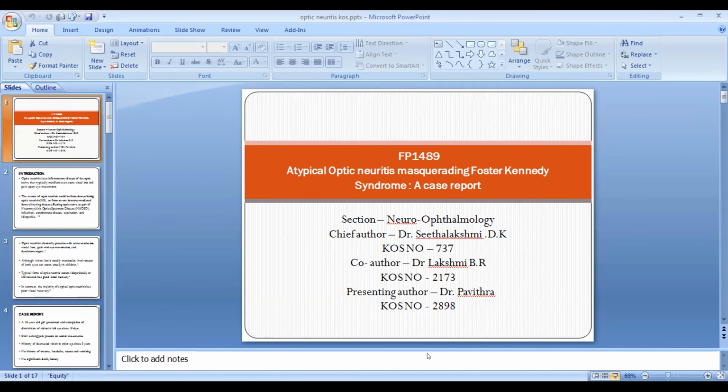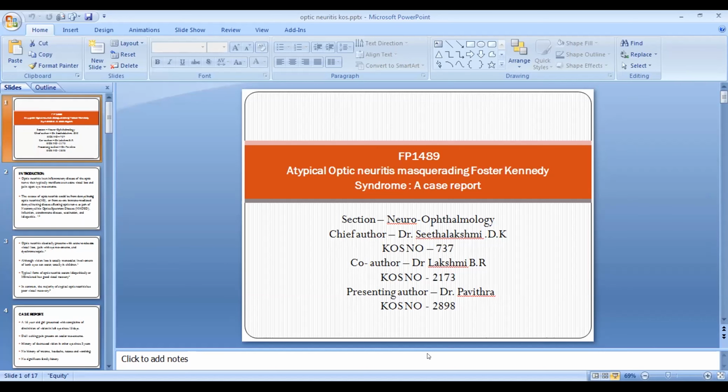Good morning, everyone. I am presenting a case report of optic neuritis masquerading as Foster Kennedy syndrome. Chief author is Dr. Sita Lakshmi, ma'am, and co-author is Dr. Lakshmi. Coming to the introduction, optic neuritis is an inflammatory disease of the optic nerve that typically manifests as an acute visual loss and pain upon eye movements. The causes of optic neuritis could be demyelinating optic neuritis or a severe immune-mediated demyelinating disease affecting the optic nerve as a part of neuromyelitis optica spectrum disease. Or it can be because of infection, autoimmune diseases, vaccination, and idiopathic.